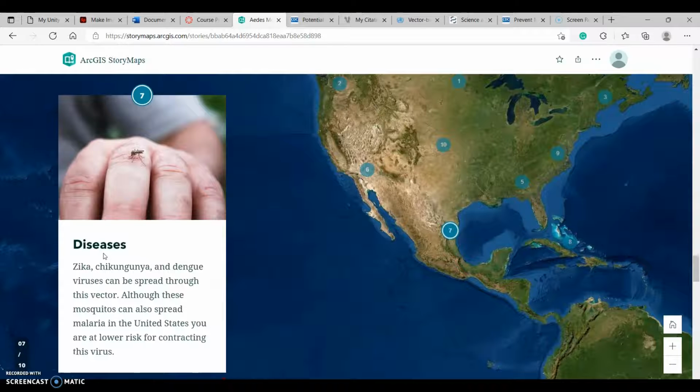The diseases that the Aedes mosquito can spread include viruses like the Zika virus that was in the news not too long ago, dengue fever virus, and the chikungunya virus. Although these mosquitoes can spread other diseases like malaria, in the United States this disease is not as big of a deal. You have less of a chance of finding this disease in the United States. However, it's not impossible for someone in the United States to contract this.